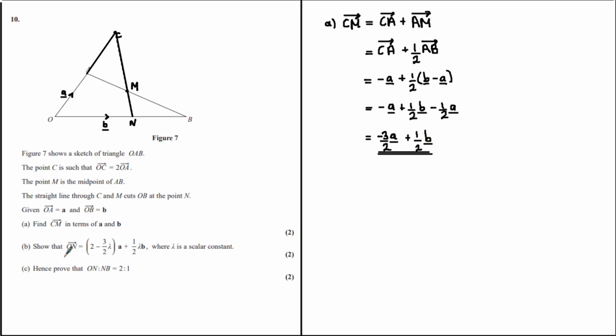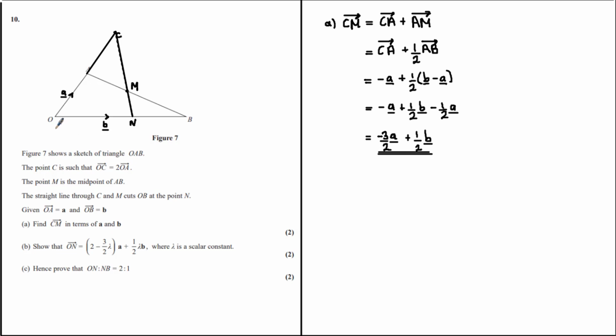The next part says show that the vector ON is equal to (2 minus 3 over 2 lambda) all multiplied by the vector A plus half lambda B, where lambda is a scalar constant. And this is another 2-mark question. Now we need to find a way to express the vector ON. And of course there is the direct path from O straight to N, but my advice would be to always try and use a path which contains the most information.